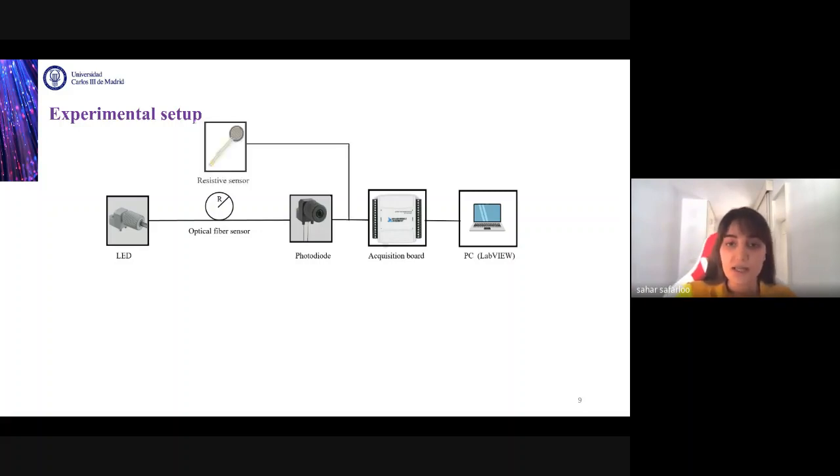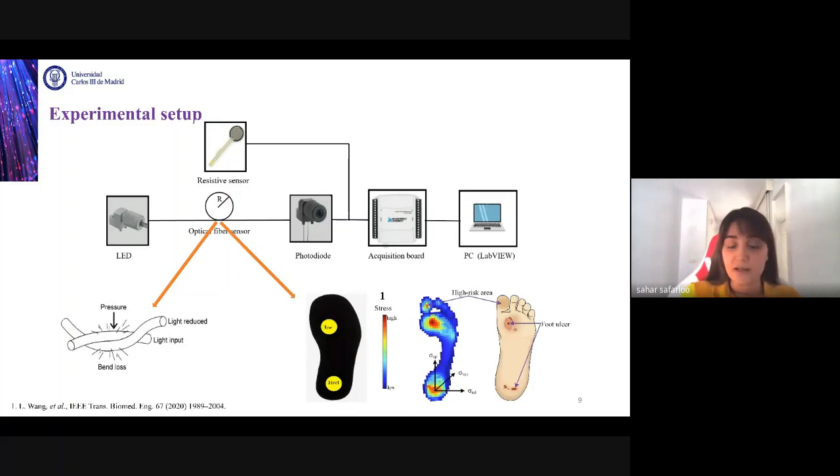We also used a commercial resistive sensor at this part to perform simultaneous tests. The most important part of the sensing element is its intersection, in which there is a combination of bend loss and a stress optical effect. We use the sensors in these two parts of the insoles because they are the high-risk areas according to the literature.